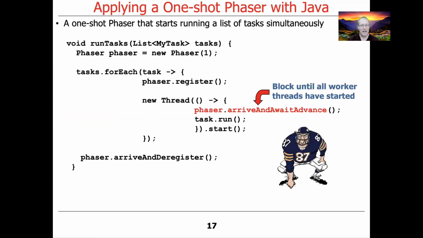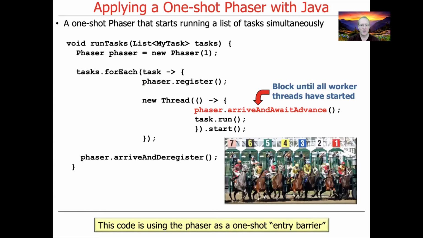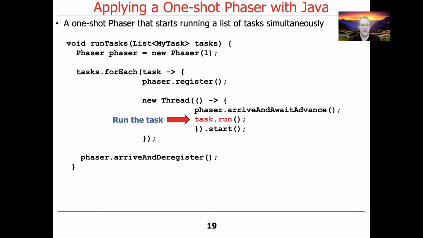So arrive and await advance will block till everybody's ready to go. And so you can think of that as essentially a one-shot entry barrier. So all the threads are started, all the threads arrive and await advance. And when they're all there, then and only then can the task actually run to do its thing.